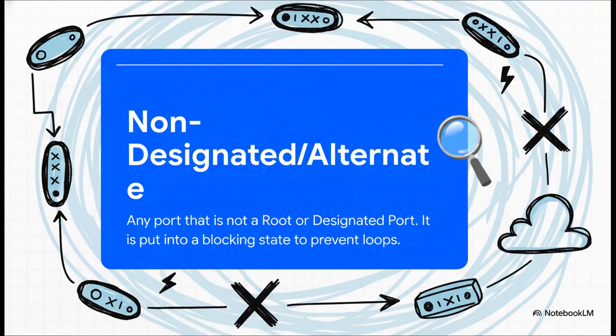And finally, we get to the port that actually saves the day, the non-designated or alternate port. If a port isn't a root port and it isn't a designated port, it gets put into a blocking state. It doesn't send or receive any user data. It just sits there, listening quietly. This is our backup link, our redundant path, waiting on standby. And that is the absolute genius of STP. We get the safety of having that extra cable without the chaos of the loop it could create.